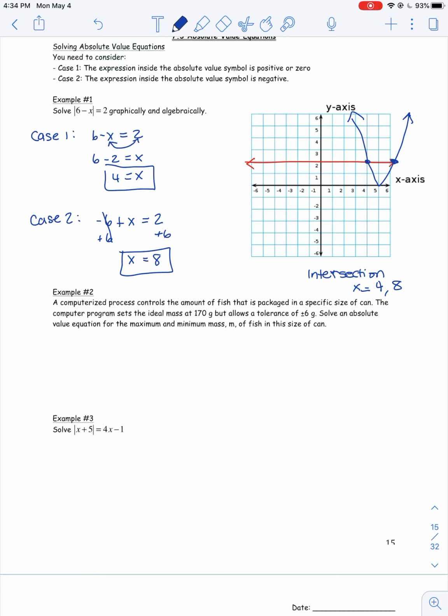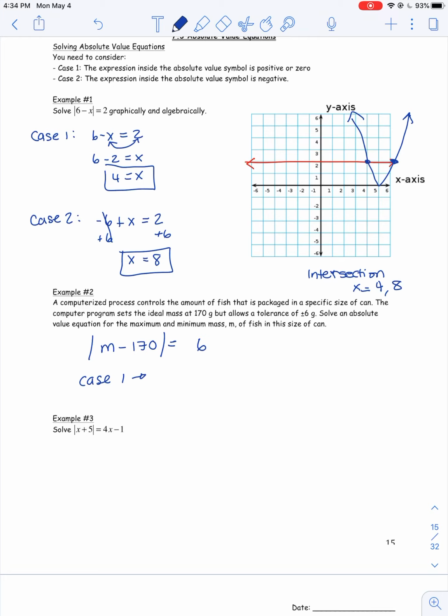Example number 2, it says that a computerized process controls the amount of fish that is packaged. So we know that if we have a certain mass, and if we subtract 170, we're going to get 6, meaning the absolute value of the mass minus 170 is going to give us positive or negative 6.